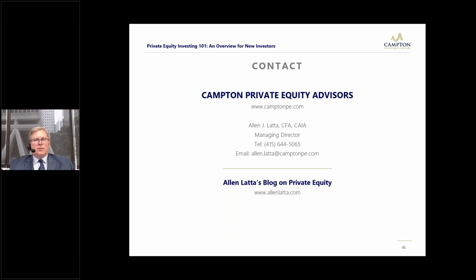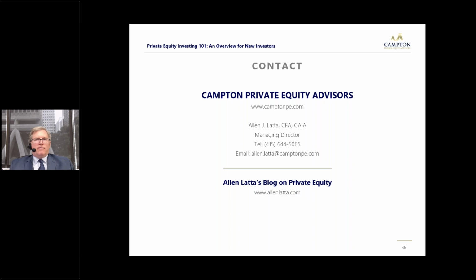And limited partnerships are fairly unique in that there are two types of partners. There are limited partners, who are typically the investors in a fund. They are also known as LPs. And investors in limited partnerships by law are passive investors.